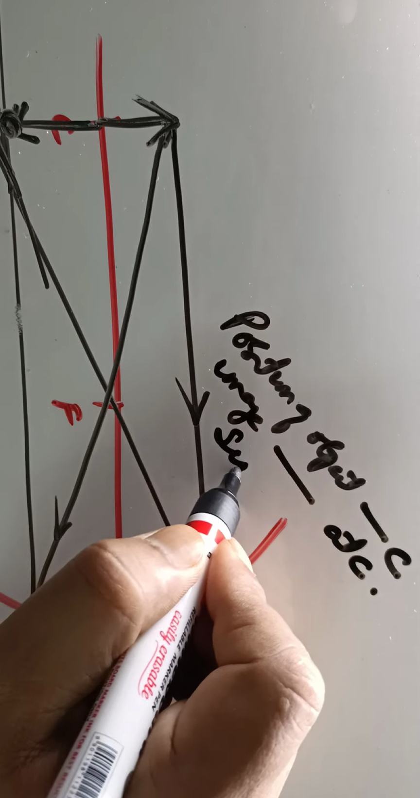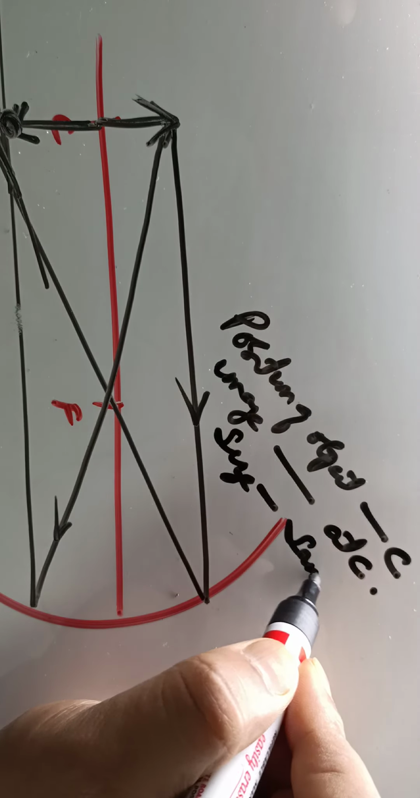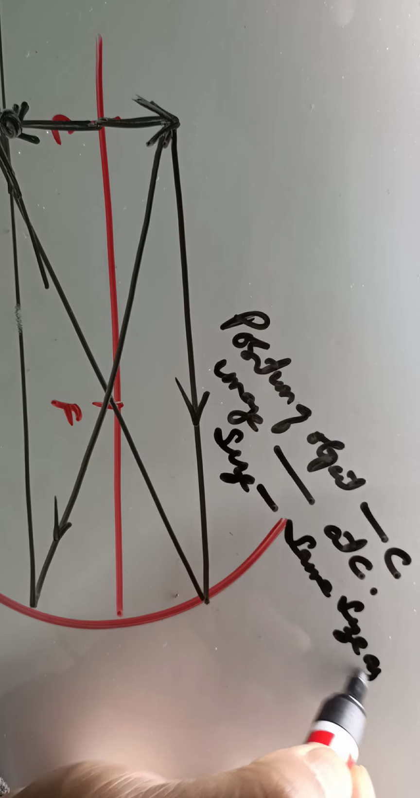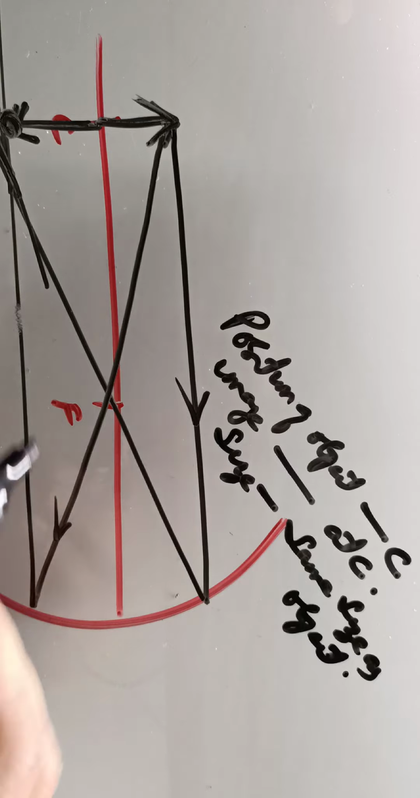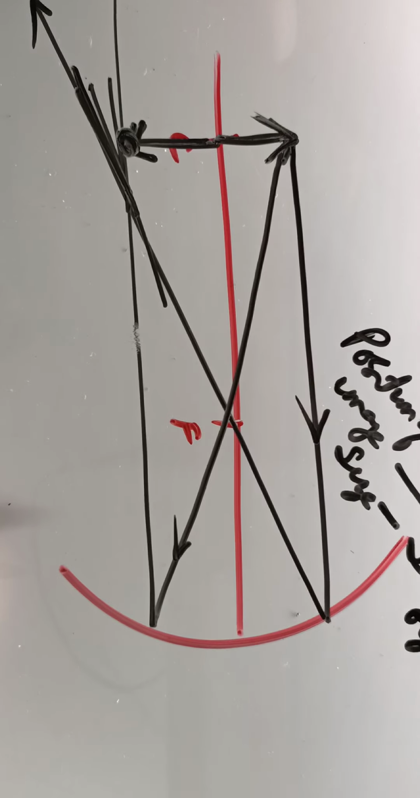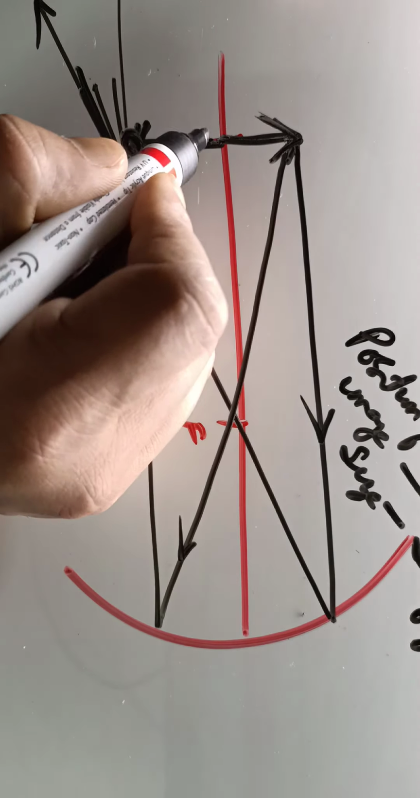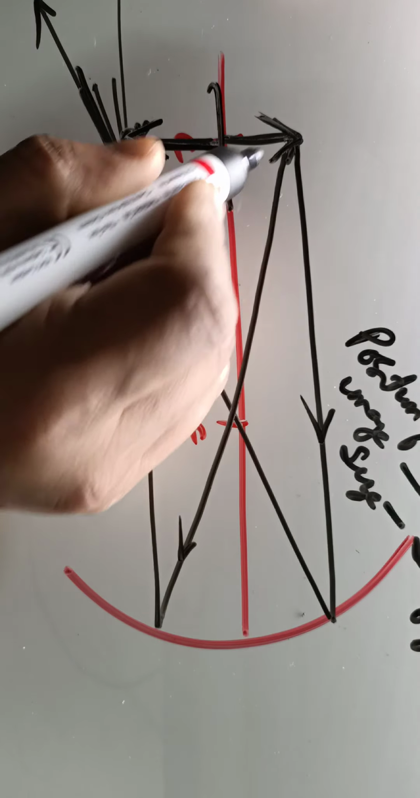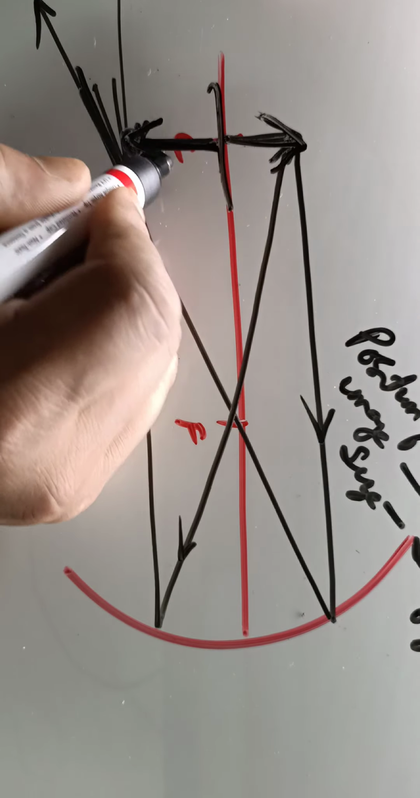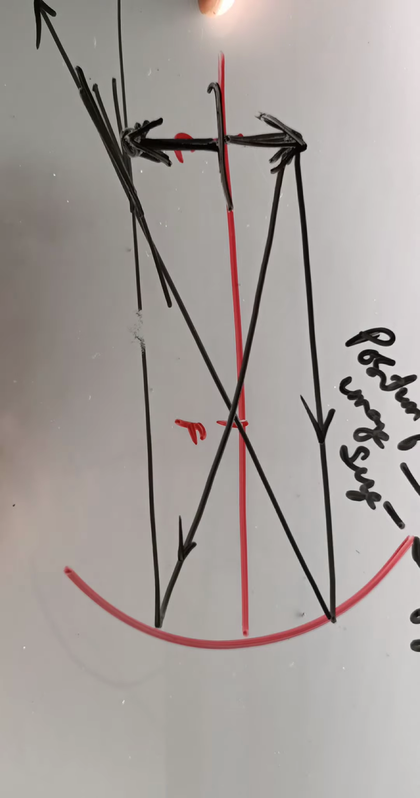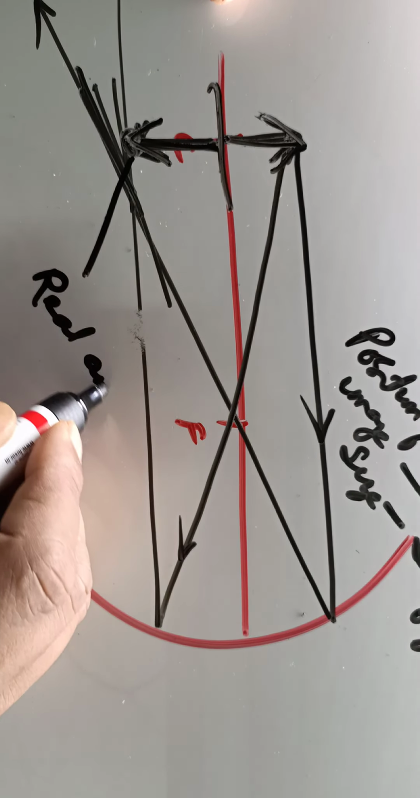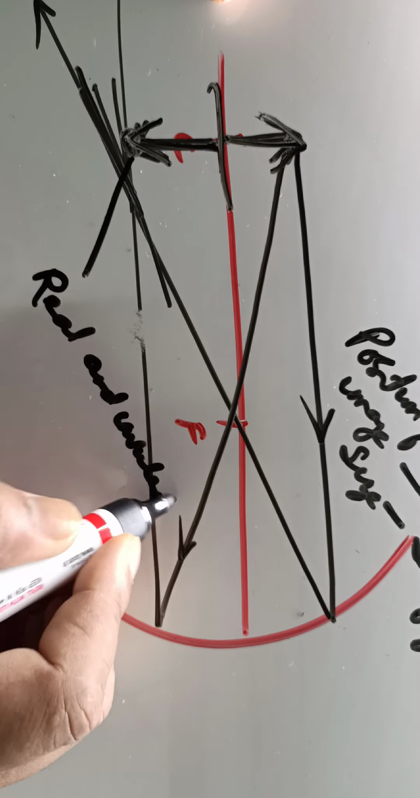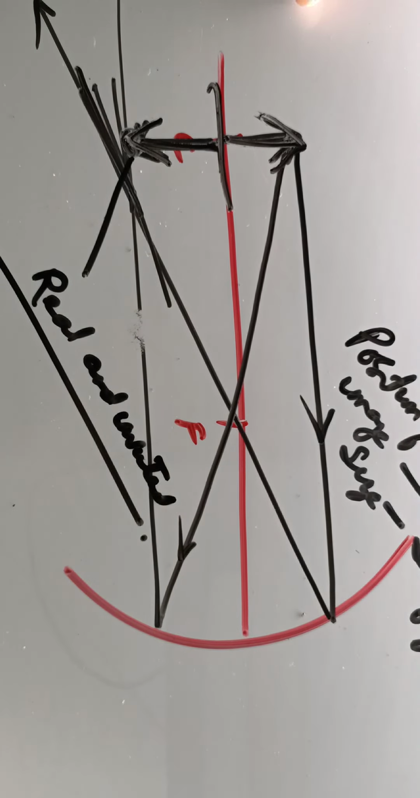What will be the size? The image will be the same size as the object, right? Will be same size as the object. And once again, what will be the nature? I'm sure by now you know that since the image is formed below the principal axis, and in case of a mirror, if the image is formed below the principal axis, it will be inverted, and if it is inverted, the nature will be what? The nature will be real and inverted, right? Real and inverted. So this is another position.